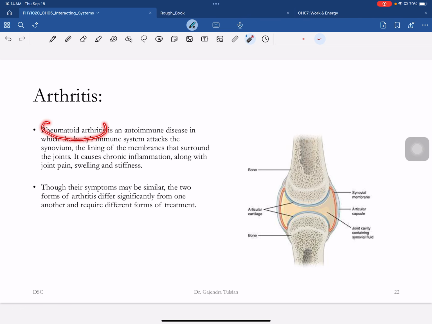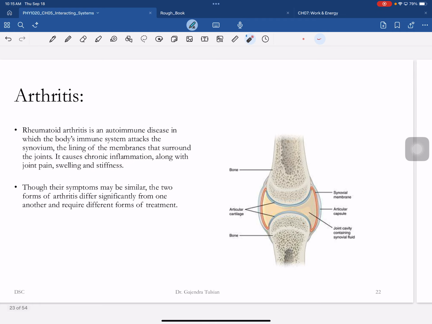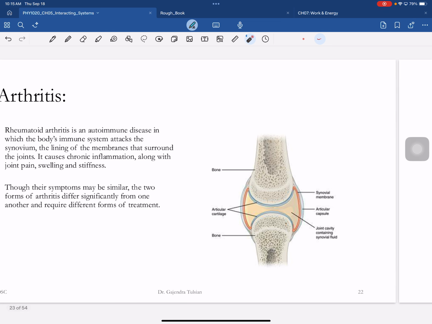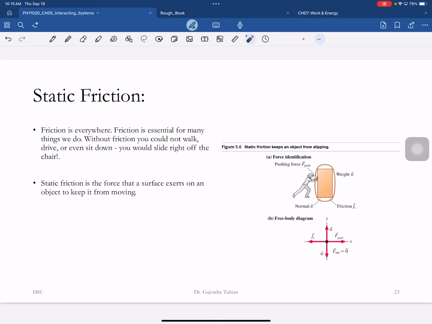There's another kind of arthritis, rheumatoid arthritis, but it's an autoimmune disease. Your body itself attacks the lining there. The body's immune system attacks the synovium, the lining of the membranes that surround the joints. It causes chronic inflammation along with joint swelling and pain. So you can't mess with the lubrication. You want something to function smoothly, the lubrication better be there.